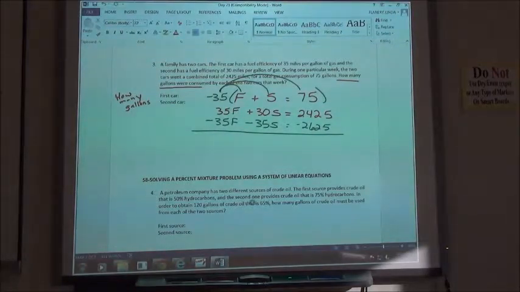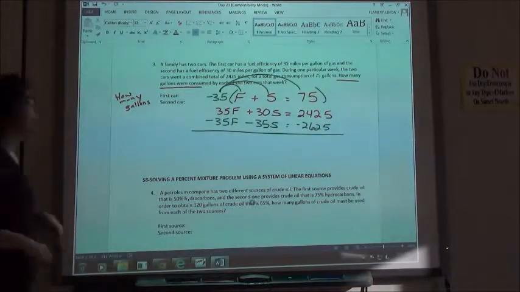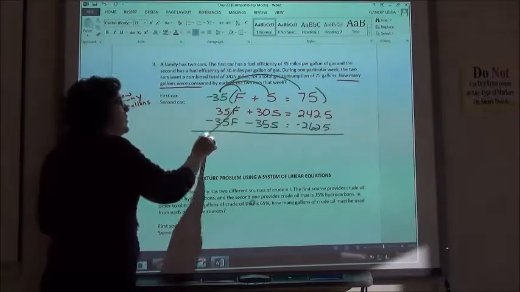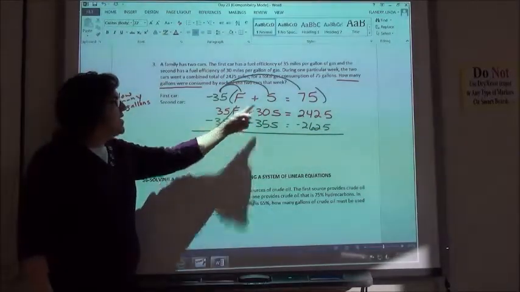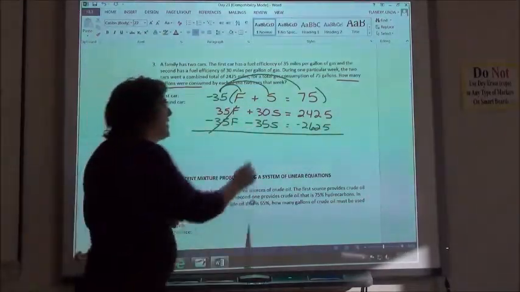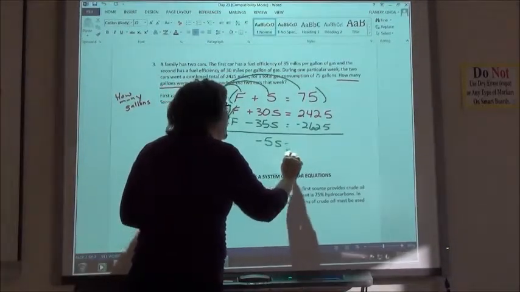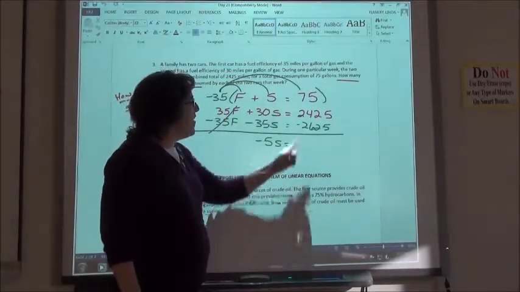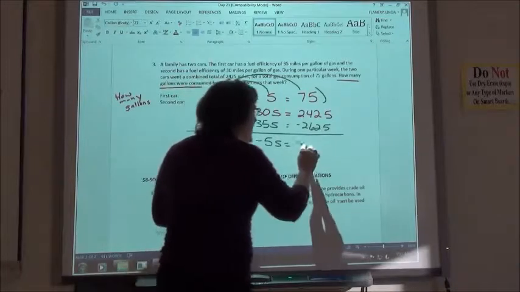Now that I have opposites in front of my F's, I can add my equations together. So the F's are going to cancel out. 30 minus 35 would give me negative 5S. 2425 minus 2625 would be a negative 200.